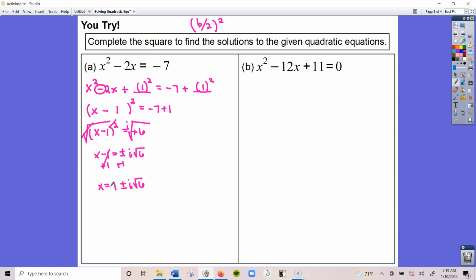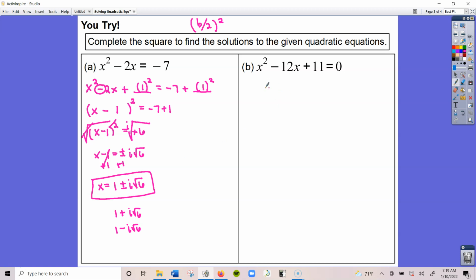And you can leave your answer like this since this is a complex number. And we still get two answers. Remember, if we end up with a complex number, it's always 2. We have the 1 plus i square root of 6 and 1 minus i square root of 6. But you can leave your answer just like that.